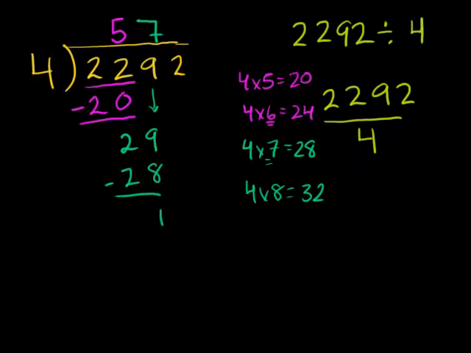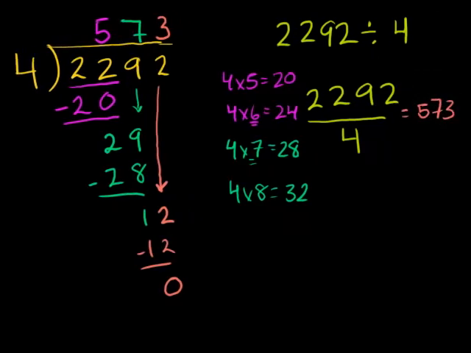And now we're going to bring down this 2. We're going to bring it down, and you get a 12. 4 goes into 12. That's easy. 4 times 3 is 12. 4 goes into 12 3 times. 3 times 4 is 12. 12 minus 12 is 0. We have no remainder. So 4 goes into 2,292 exactly 573 times. So this 2,292 divided by 4, we can say is equal to 573. Or we could say that this thing right here is equal to 573.